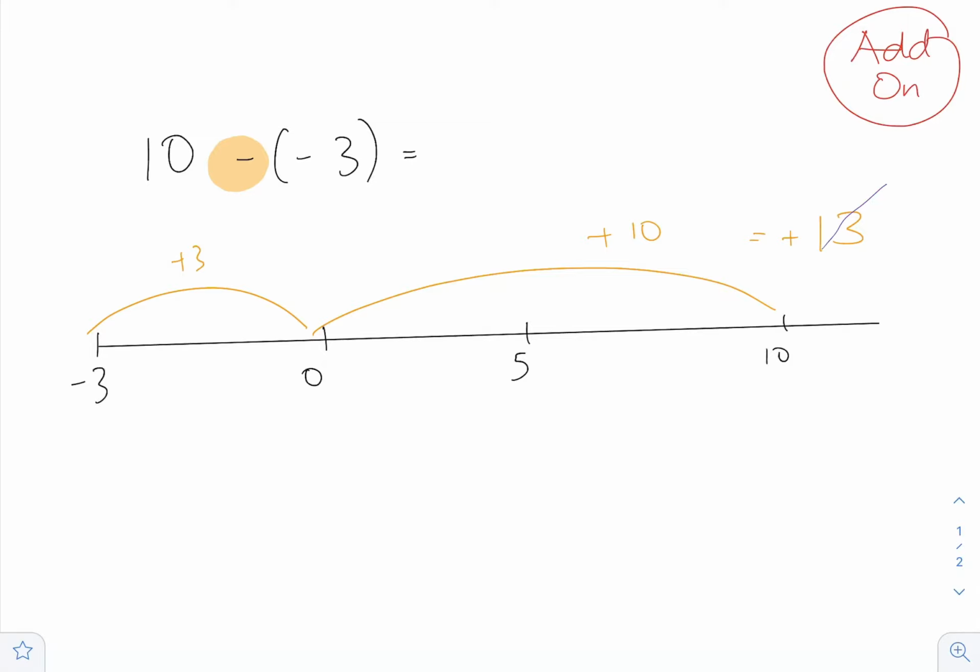And by default, we don't have to put the plus. It's always going to equal positive.